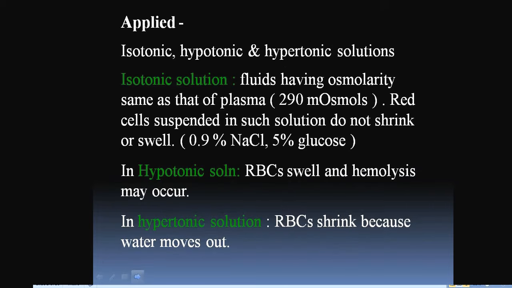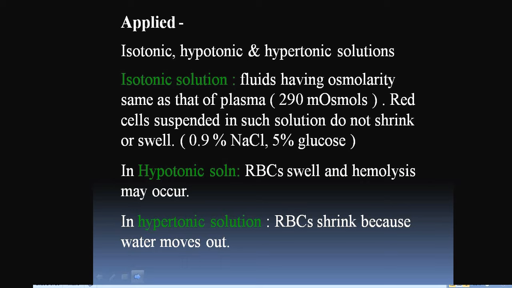Toward the end, we will see the different types of solutions: isotonic solution, hypotonic solution, and hypertonic solution. Isotonic solution is a fluid having the same osmolarity as that of plasma. In hypotonic solution, RBC swells and hemolysis occurs. While vice versa, in hypertonic solution, RBC shrinks because water moves out. So you should know these three terminologies concerned with RBC: isotonic solution, hypertonic solution, and hypotonic solution.